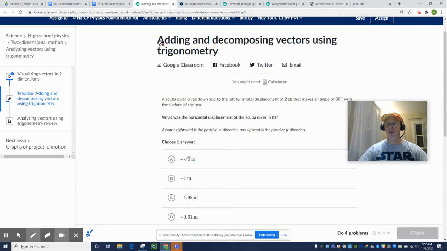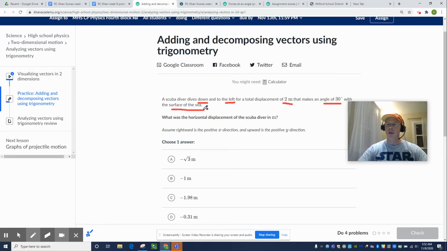The problem is from a set called Adding and Decomposing Vectors Using Trigonometry. A scuba diver dives down and to the left for a total displacement of 2 meters and makes an angle of 30 degrees with the surface of the sea.